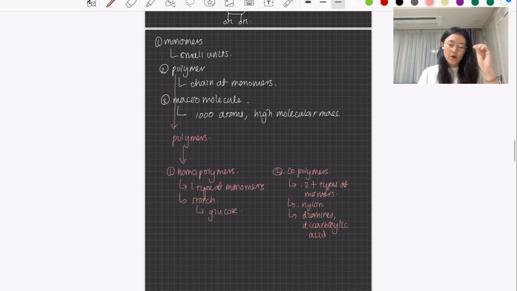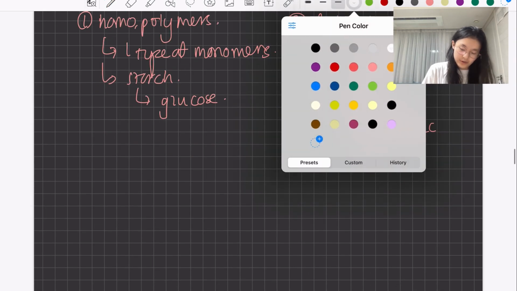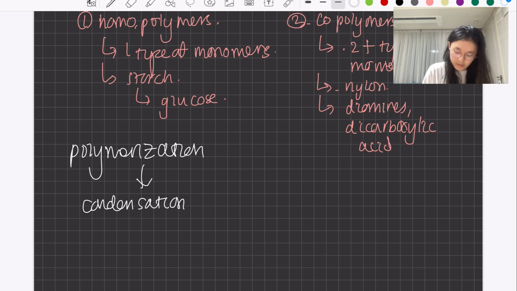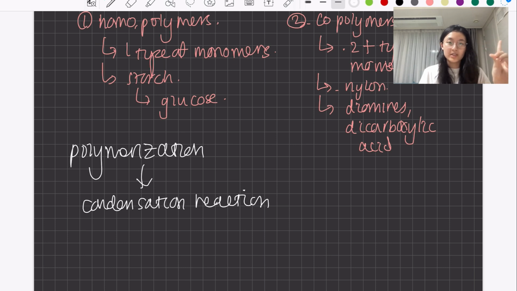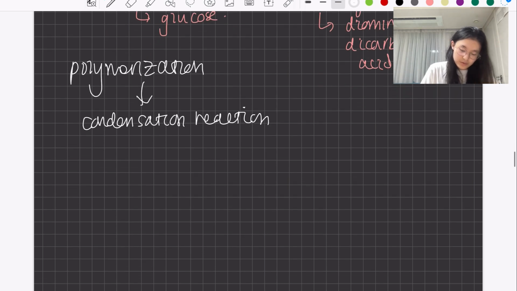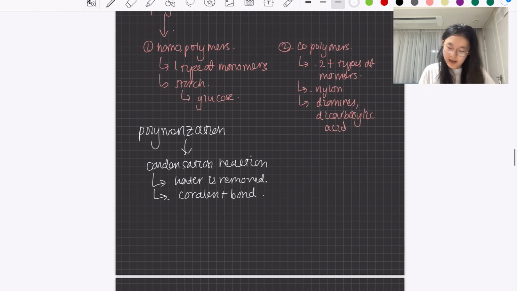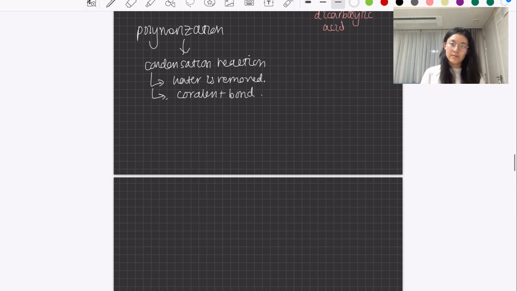Now, the way that a monomer turns into a polymer is through a process called polymerization. And polymerization occurs because of a condensation reaction for these biological molecules. A condensation reaction is wherein one single water molecule is removed as bonds form between two different molecules. The way that this goes is water is removed and a covalent bond newly forms. And I'll show you what this means in the context of different biological molecules.